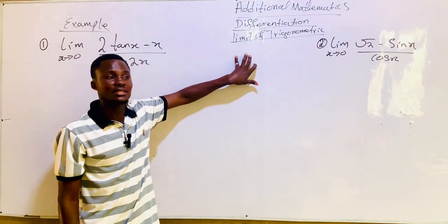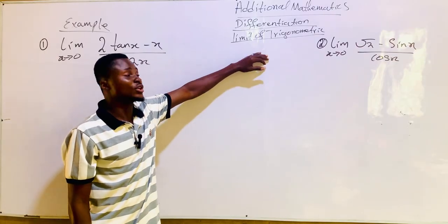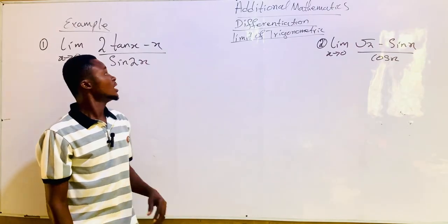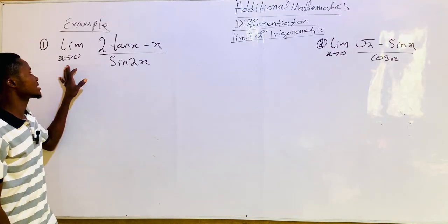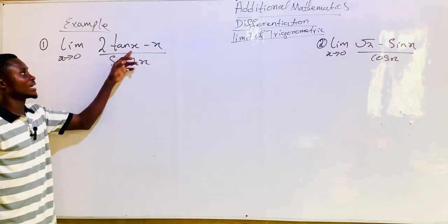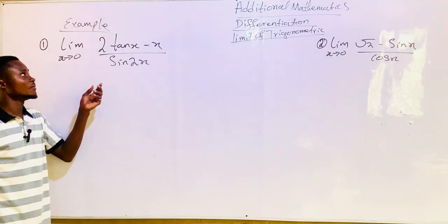Today we are going to look at limits of trigonometry: how to solve trigonometry problems involving limits. This is our first example on the board, which says the limit as x approaches 0 of (2 tan x minus x) all over sine 2x. Now let's see how it is done.